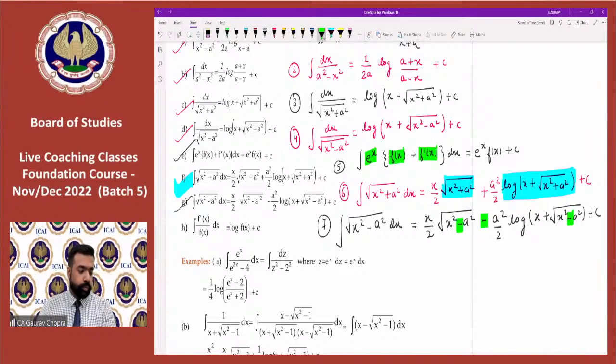Okay. Then the last one is eighth one, f dash x divided by f(x). That means function is available in denominator and its differentiation is available in numerator. So in that case, the result will be log of f(x) plus c. Log of f(x) plus c.